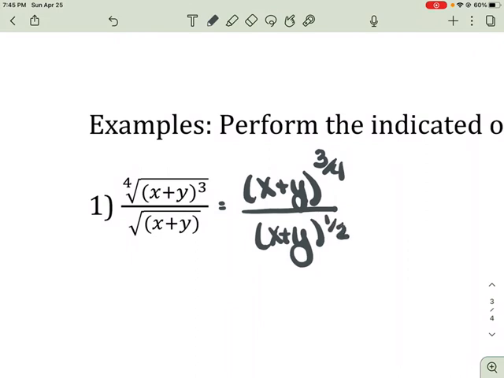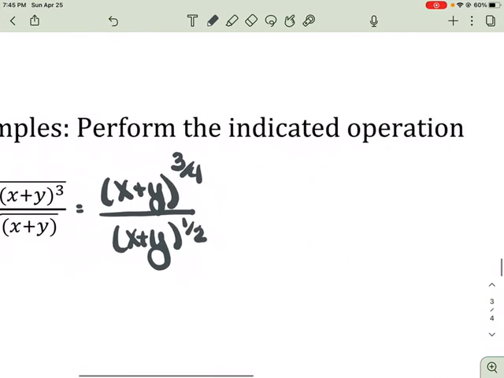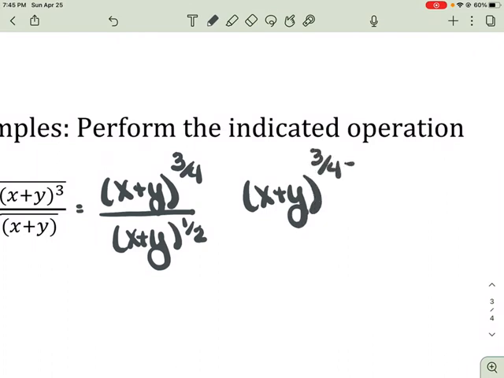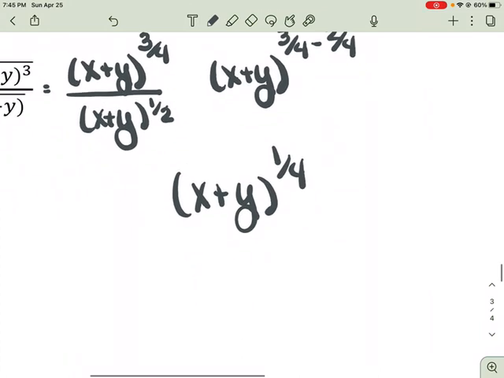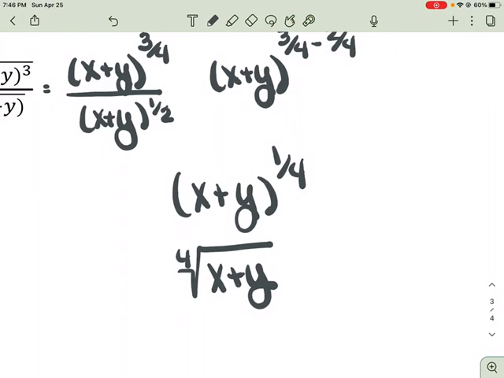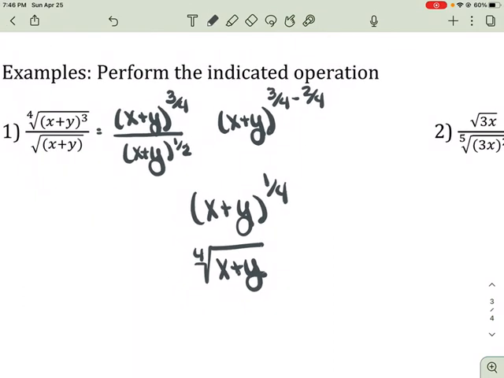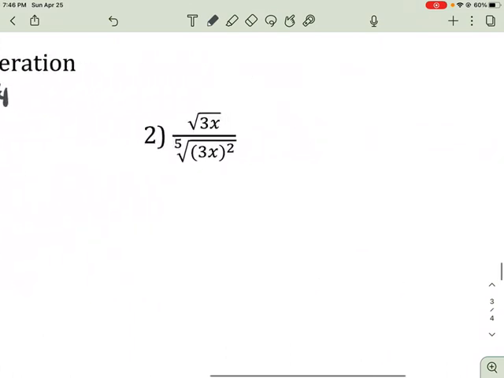Now, they're exactly the same. We're going to be able to subtract our exponents, but 3/4 minus 1/2. So I got to make this x plus y 3/4 minus 2/4. So we're going to get x plus y to the 1/4, and then we're going to convert it back to the 4th root of x plus y. So we did this before, okay? Just convert it to rational, do the properties of exponents, and then convert it back, okay?